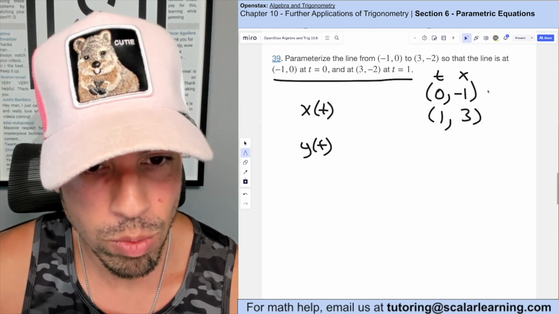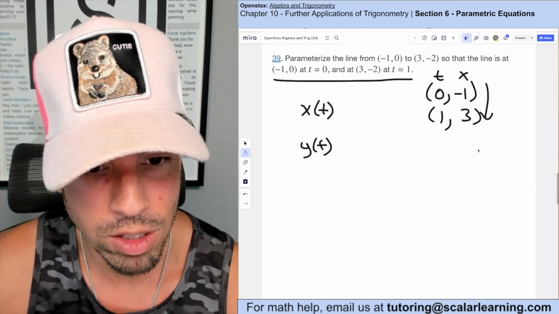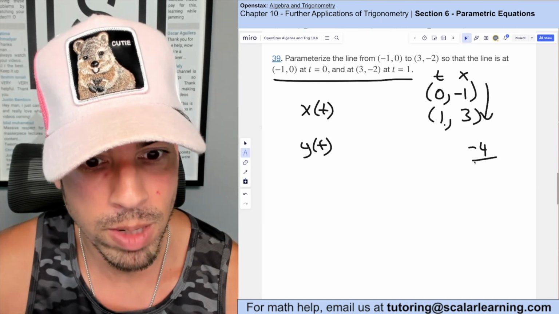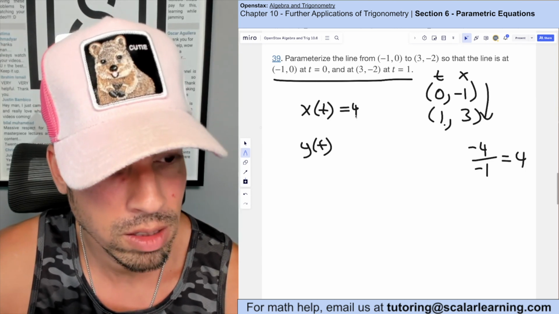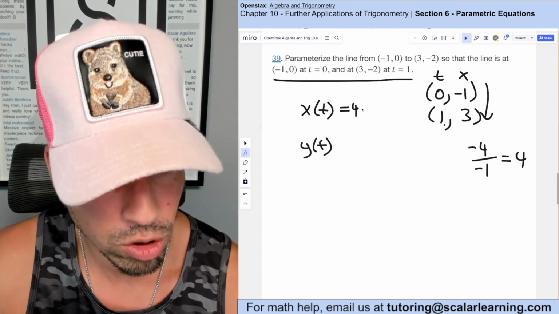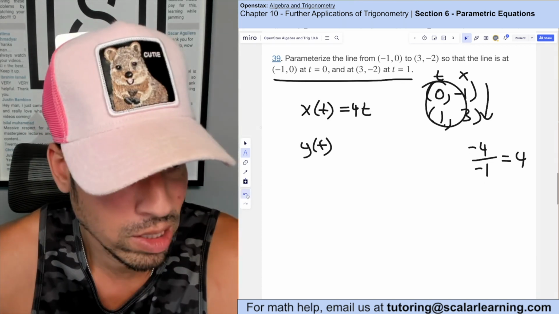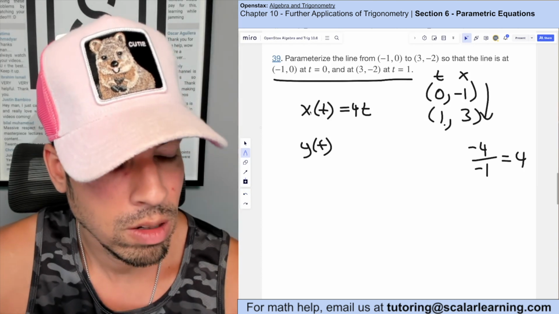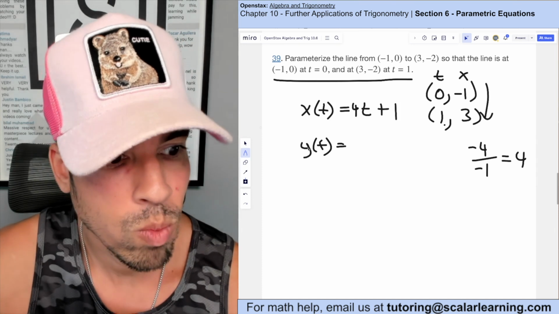So there are two things we have to figure out. First, we have to figure out the slope by subtracting down, right? -1 minus 3 is -4, over 0 minus 1 is -1. That's a slope of 4, okay? Because this is a nice linear equation here as well. So we have a slope of 4, and then look, we get a t-intercept, we could say, of 1. So the x function would be x of t equals 4t plus 1. Boom. What about y of t?